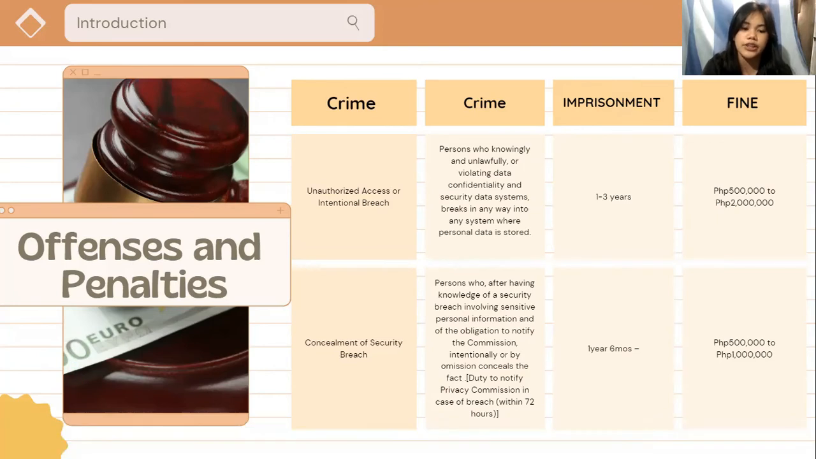The unauthorized access or intentional breach. These are persons who knowingly and unlawfully, or violating data confidentiality and security, break into any system where personal data is stored. The imprisonment is 1 to 3 years. They would pay 500,000 to 2 million.